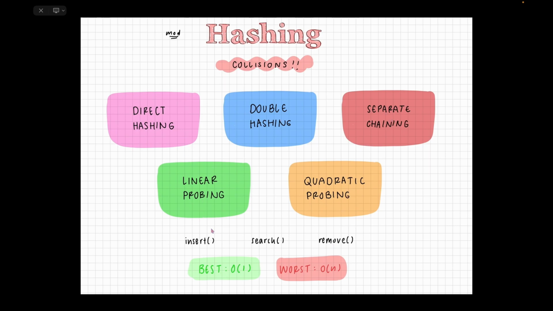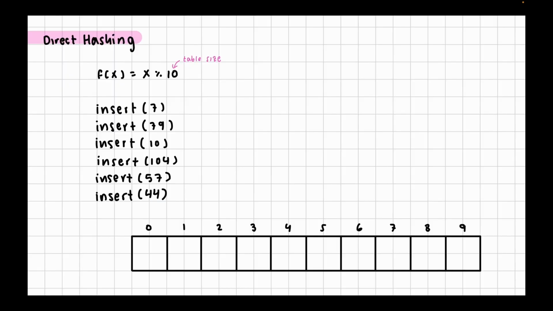Now, there are three functions for hashing: insert, search, and remove. And as for the time complexity, the best is constant and its worst is linear, and I'll go more over that once we get there. So the first technique that we're going to go through is direct hashing. This is where our number that we want to insert, we're going to divide it by the table size and get its remainder. So we can just simply do that by doing x mod 10. So let's do that. So 7 modulo 10 is 7. So we're going to insert 7 at index 7.